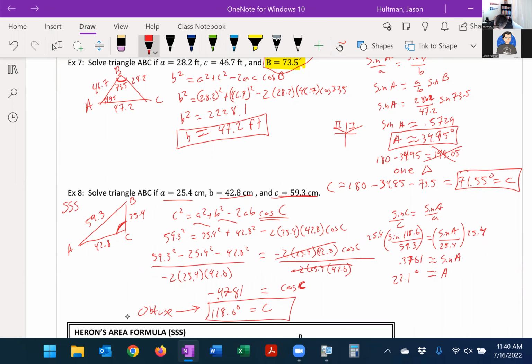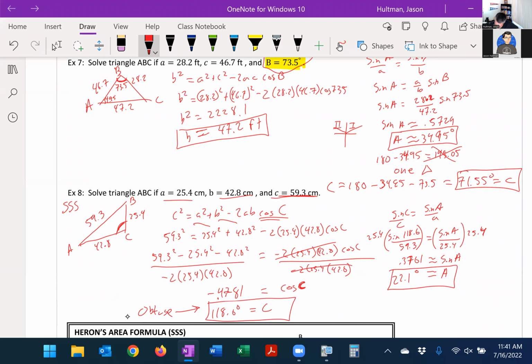Now, how are we going to find angle B? Well, that's easy. All the angles have to add up to 180. Now, also, are there two triangles here? Do I have to figure out what the other angle A is? No, because it's obtuse. A has to be an acute angle. You can't have two obtuse angles in a triangle, otherwise it looks like this, and it's not a triangle. So we know that 22.1 degrees is locked in as angle A there.